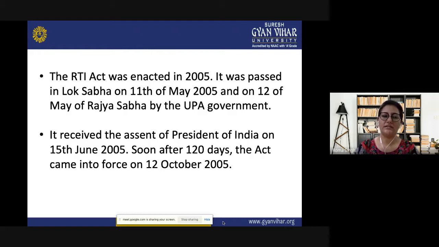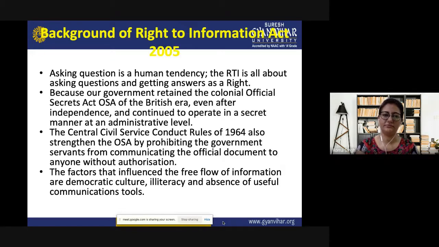It was passed in Lok Sabha on 11th of May 2005, and on 12th of May 2005, it was passed in Rajya Sabha by the UPA government. It received the assent of the President of India on 15th June 2005, and after 120 days, the Act came into force on 12th October 2005.